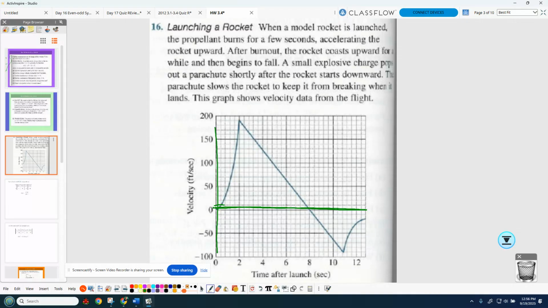Yeah. So, where does the propellant burn out? What time? Show you. 2 seconds. In about 2 seconds. So, right here. Is that when it starts falling? No. No. Tim, when does it start falling? 8 seconds. At 8 seconds.